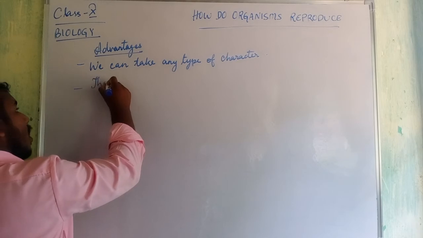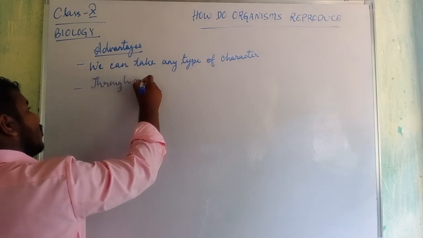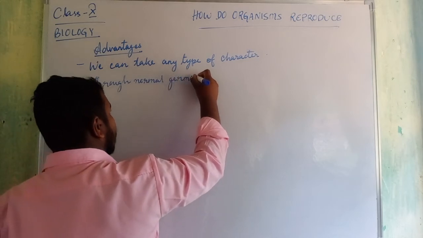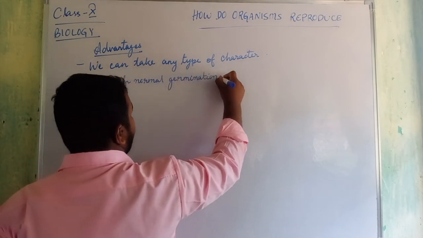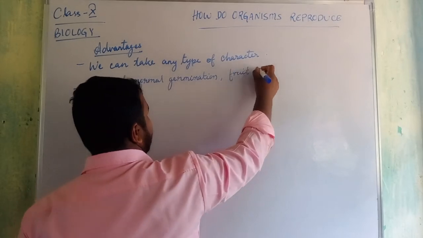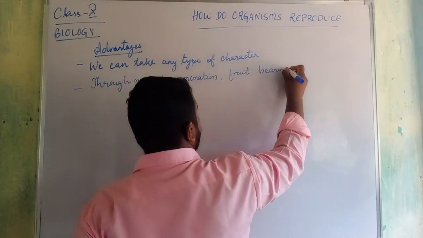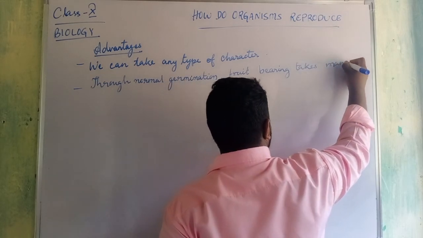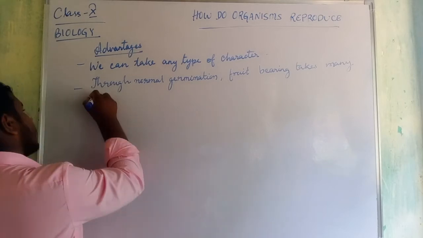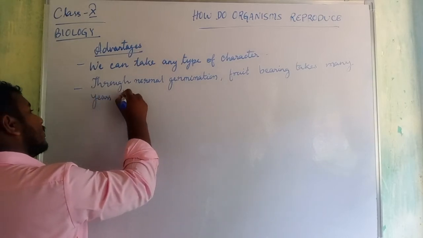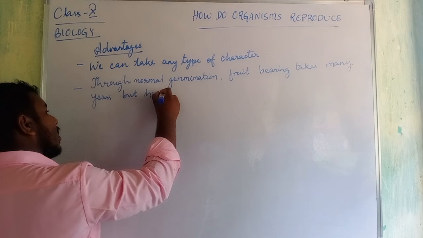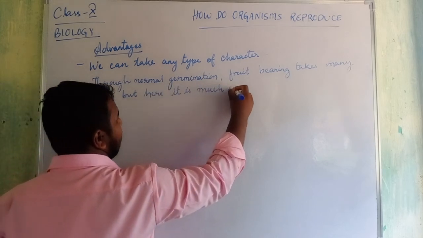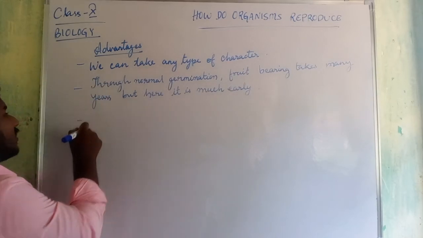Then what is the second advantage? Through normal germination, fruit bearing takes many years, but here it is much earlier, which means fruit bearing will be very early.